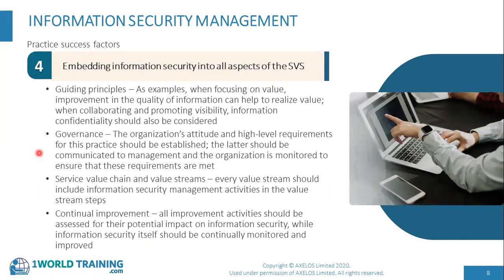The higher level requirements should be communicated to management and the organization is monitored to ensure that these requirements are met. Service value chain and value streams: every value stream should include information security management activities in the value stream steps. Continual improvement: all improvement activities should be assessed for their potential impacts on information security, while information security itself should be continually monitored and improved.